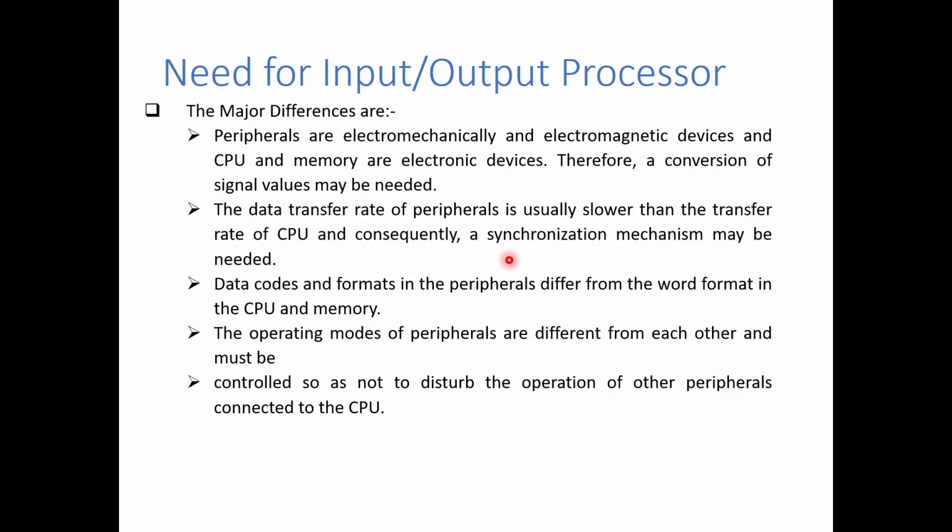The differences are that peripherals are electromechanical and electromagnetic devices. The data transfer rate of peripherals is usually slower than the transfer rate of the CPU, and consequently a synchronization mechanism may be needed here. Then the operating modes of peripherals are different from each other and must be controlled so as not to disturb the operation of the other peripherals connected to the CPU.